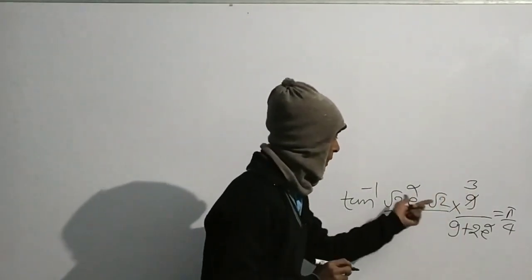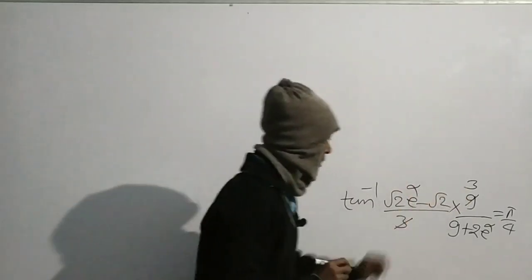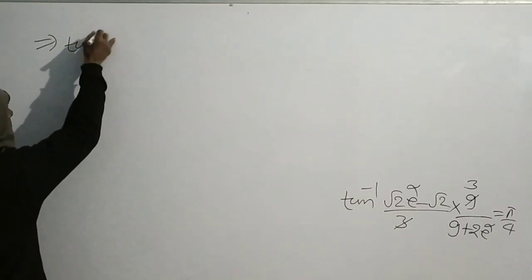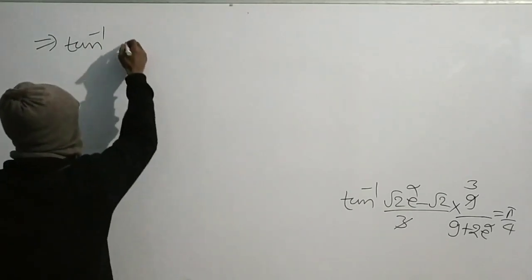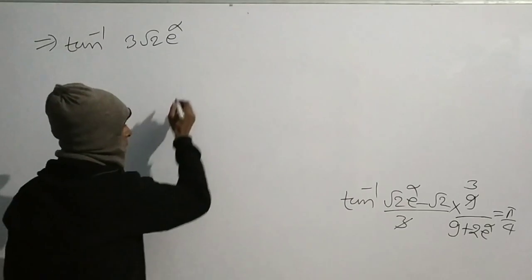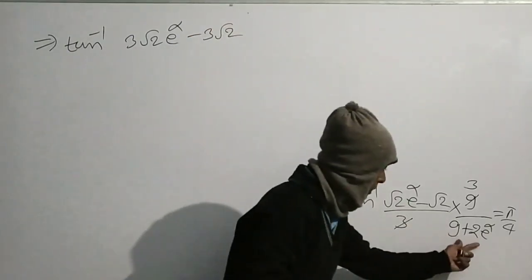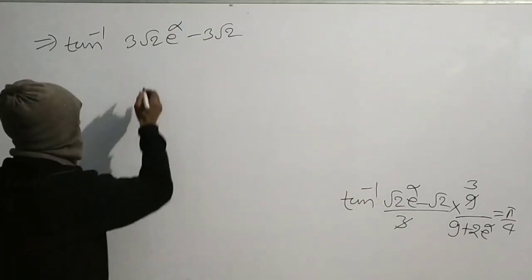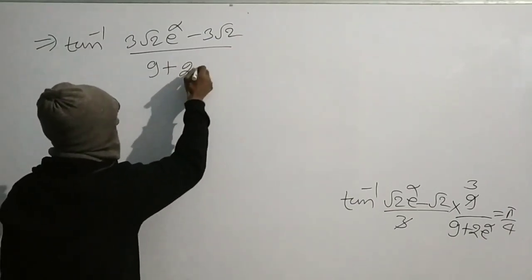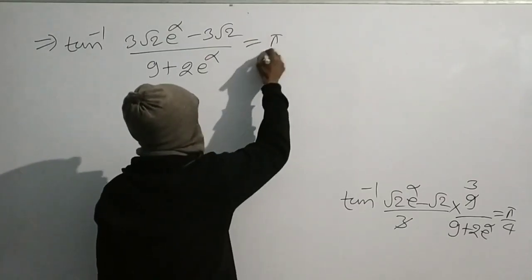When we multiply this root 2 e to the power alpha minus root 2 by 3, we get, this implies tan inverse 3 root 2 e to the power alpha minus 3 root 2 by 9 plus 2 e to the power alpha is equal to pi by 4.